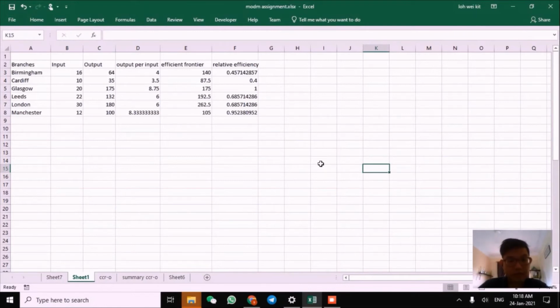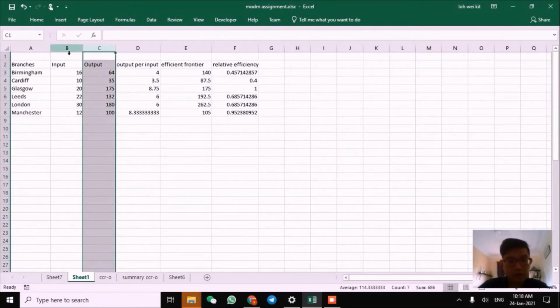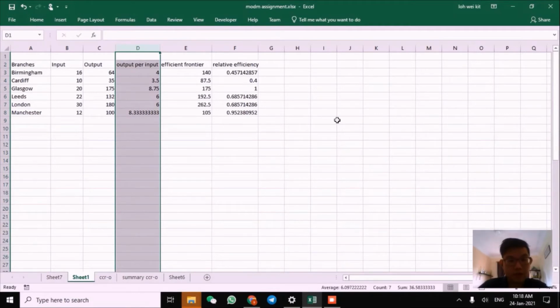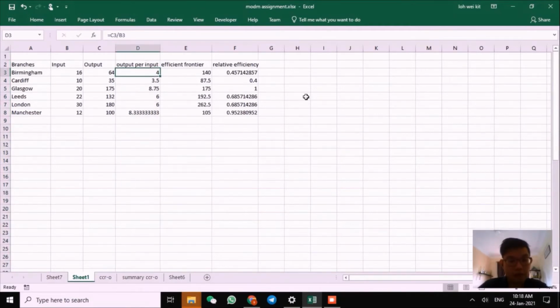We need to investigate our problem first before we start to plot our graph. From the table shown here, we know that this question has only one output and one input, so we're able to use the single input and single output case of graphical analysis in this example. Before we plot our graph, we need to calculate the output per input. For this, we divide our output for each branch by their input.